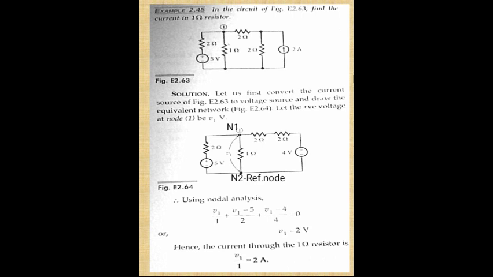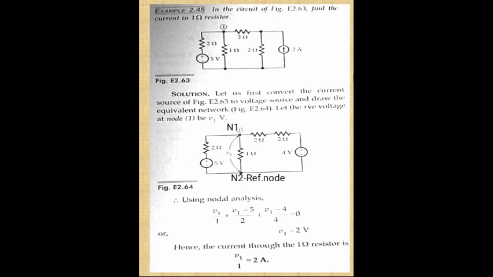Now we write nodal equation at node number 1. So the equation is V1 upon 1 plus (V1 minus 5) upon 2 plus (V1 minus 4) upon 4 is equal to 0. After solving this equation, we find the value of V1 is 2 volt.